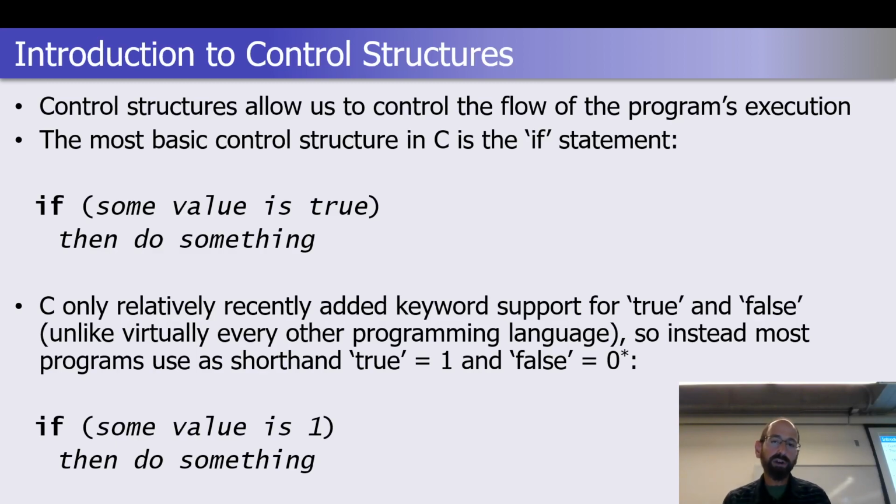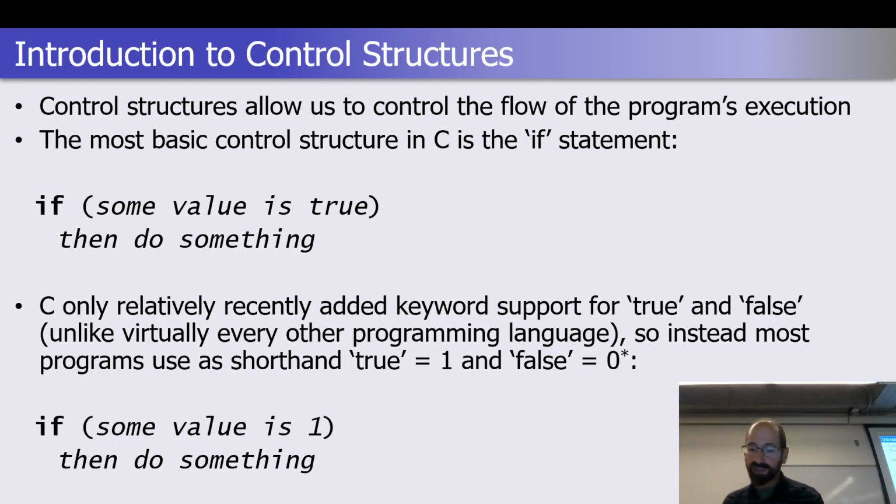Unlike essentially every other programming language, C only relatively recently, in the last 15 years, added keyword support for having true and false as built-in keywords to the language. They exist, but you'll see all sorts of code bases that don't use them. So instead, still today, most programs in C use a shorthand of true being equal to 1 and false being equal to 0. So one way to reframe that high-level if statement construct above is, instead of worrying about if some value is true, it's if some value is 1, then do something.